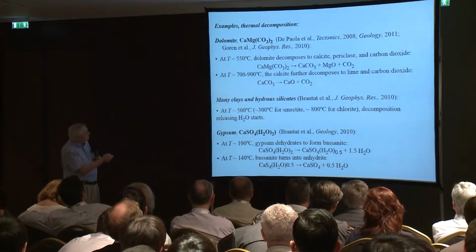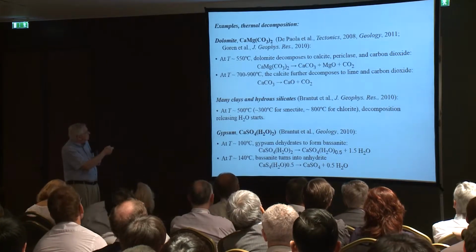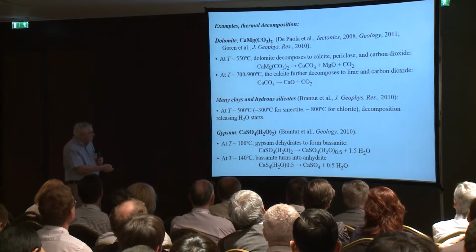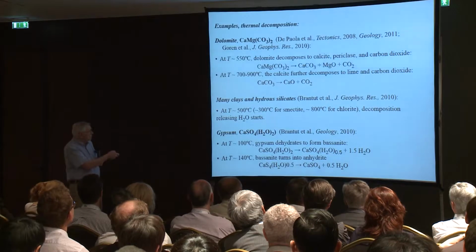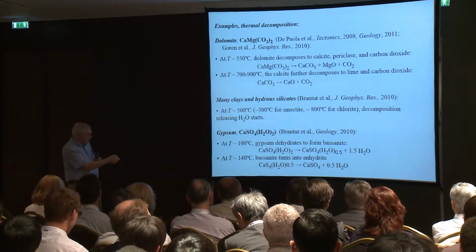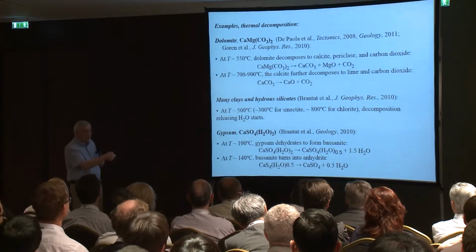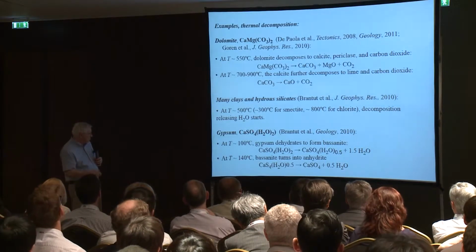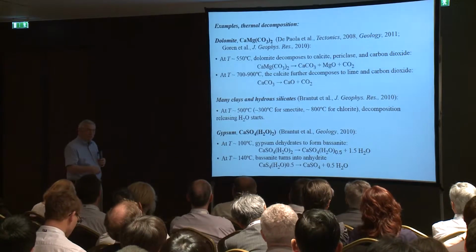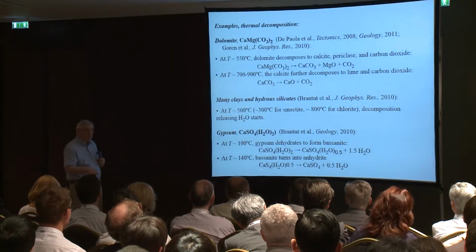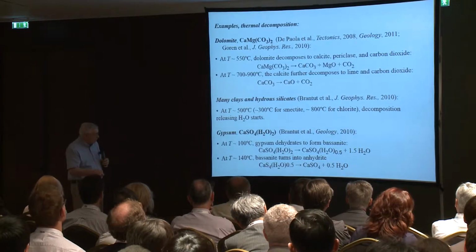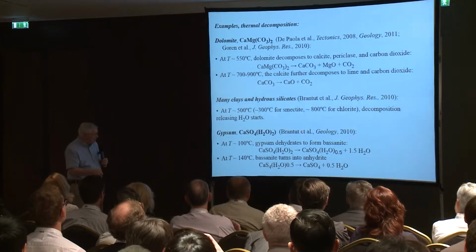So these are examples of decompositions: dolomite, clays, hydrosilicates, gypsum. Gypsum is a safe material to work with. You don't want to get too close to things that you have to do your experiments at temperatures in the ranges you see here, but gypsum does all of its action in temperatures that we can tolerate in the lab. So there are very informative experiments done in this case at ENS in France, in Paris, by Brantut and others.